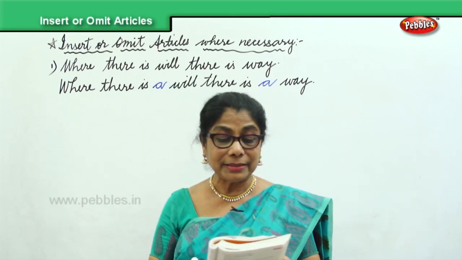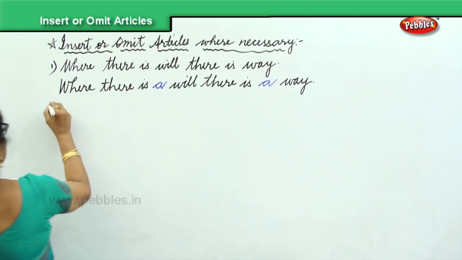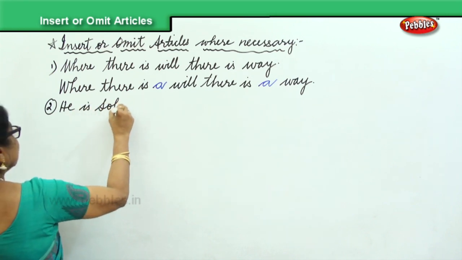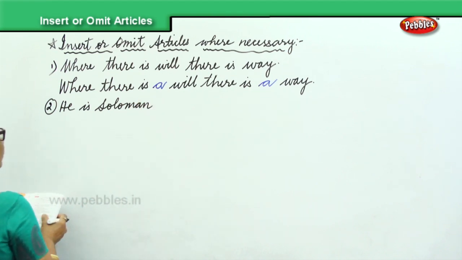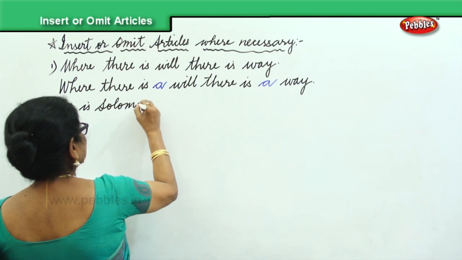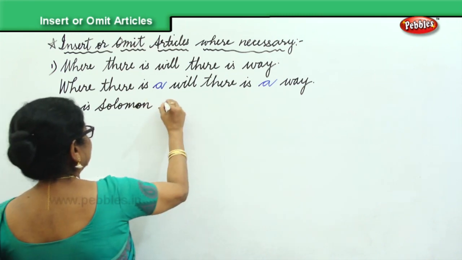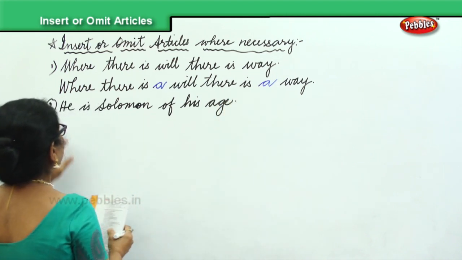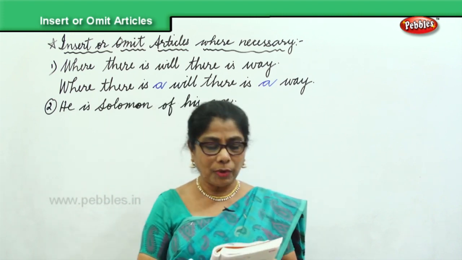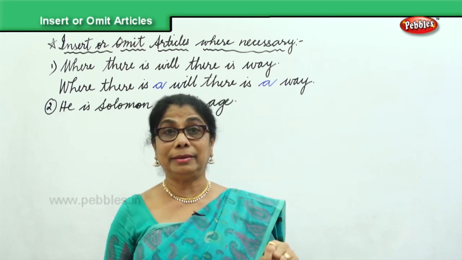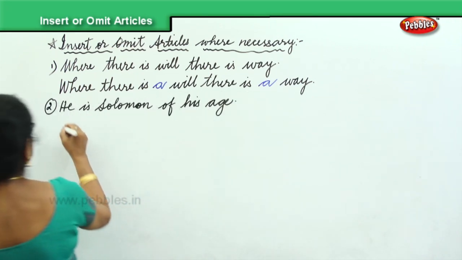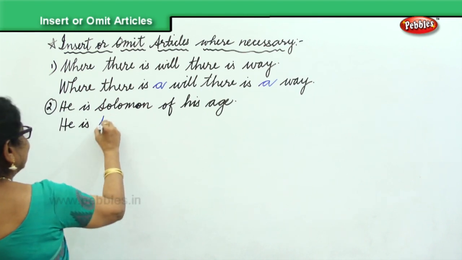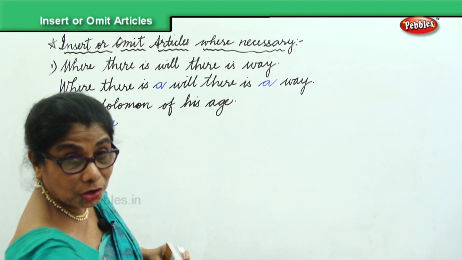Now, another sentence I have here is, he is Solomon of his age. Okay, now look at it. Read it loud. He is Solomon of his age. So what would be the answer? He is the Solomon of his age. Very good. So the answer is, he is the Solomon of his age. He is the. We are inserting article the. He is the Solomon. Very good.